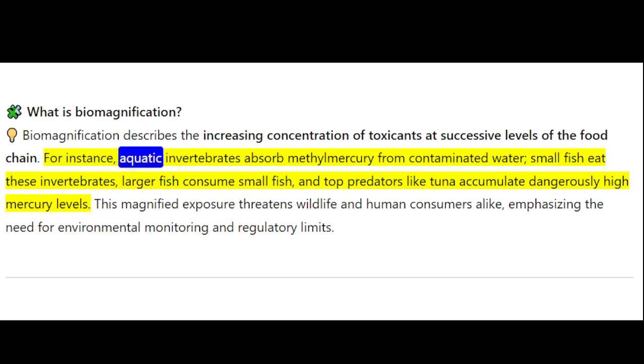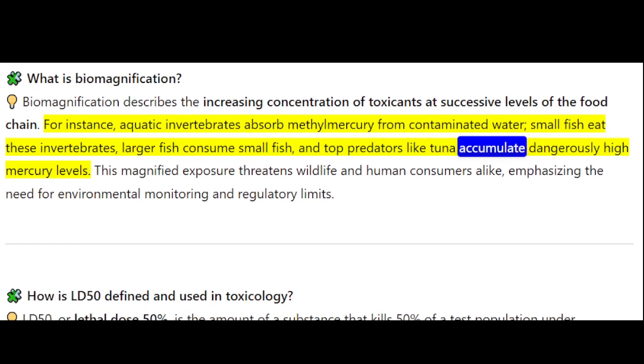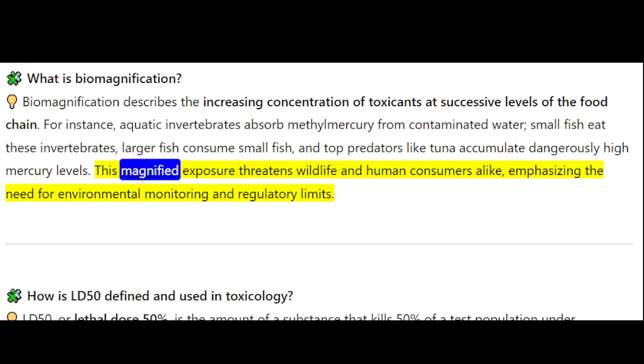For instance, aquatic invertebrates absorb methylmercury from contaminated water, small fish eat these invertebrates, larger fish consume small fish, and top predators like tuna accumulate dangerously high mercury levels. This magnified exposure threatens wildlife and human consumers alike, emphasizing the need for environmental monitoring and regulatory limits.